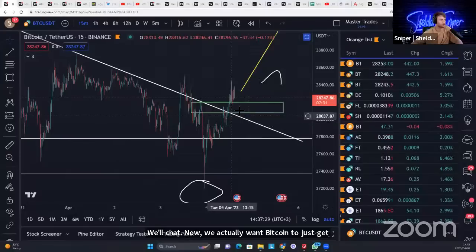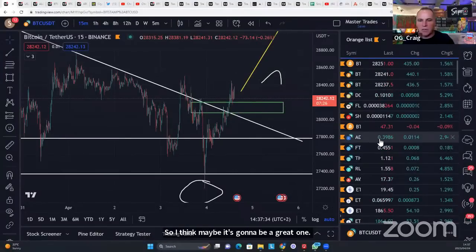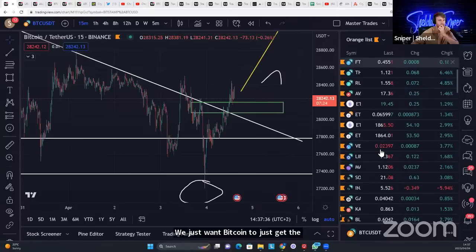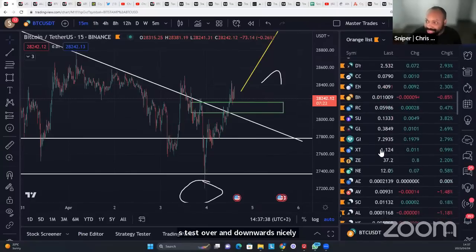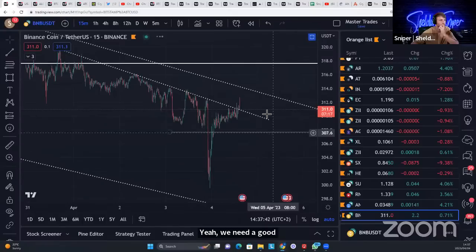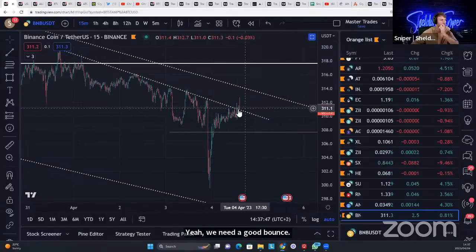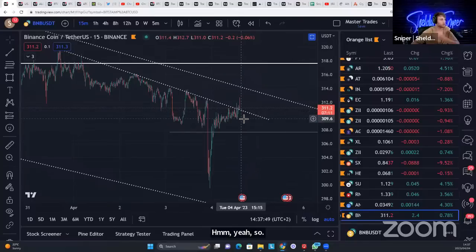Any trade going to happen shortly? We're keeping an eye on it. Just wait. Be a little bit patient with the BNB one as well. We actually want Bitcoin to get this test over and done with nicely, so we can get a nice little proper bounce. Yeah, we need a good bounce before I do any positions. That's what I'm waiting on right now. You've got a 1 hour close on that dominance. So BNB, I'd wait a little bit on this, guys, and just de-risk slightly until that looks fantastic. Where would your stop go?